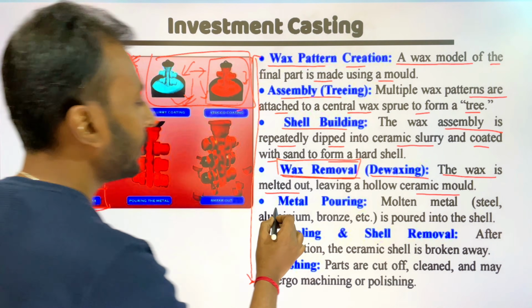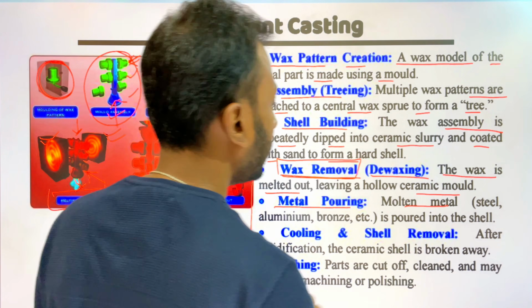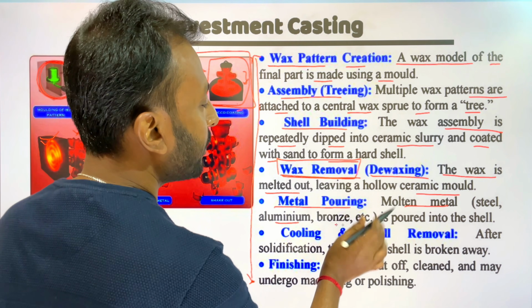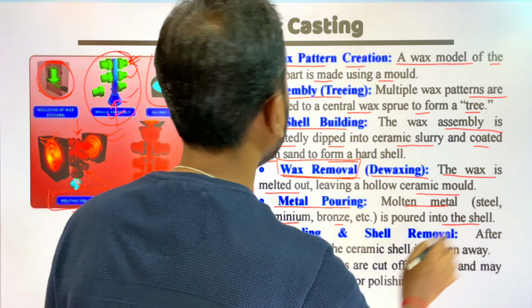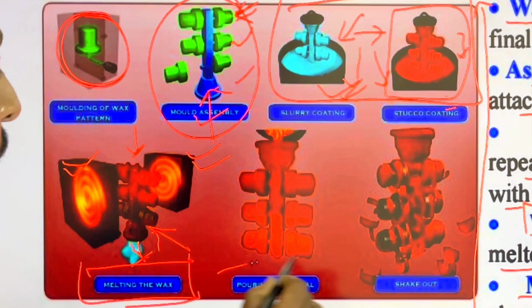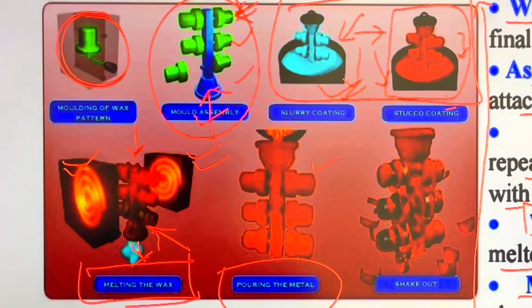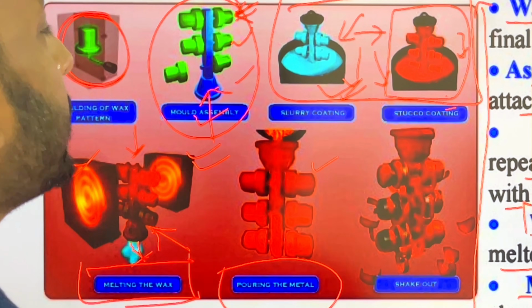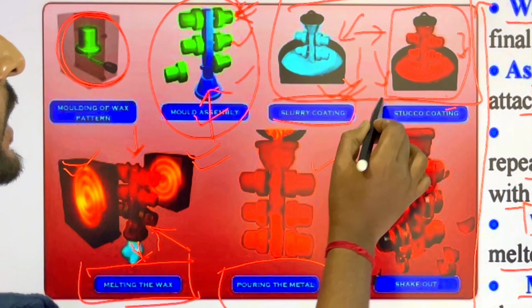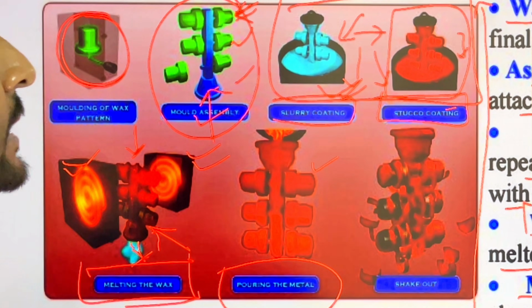Next is metal pouring. Molten metal like steel, aluminium, bronze, etc. is poured into the shell. So this is the pouring of the metal. We pour the metal into this hollow portion. The hollow portion is created using slurry coating and stucco coating, slurry and sand.